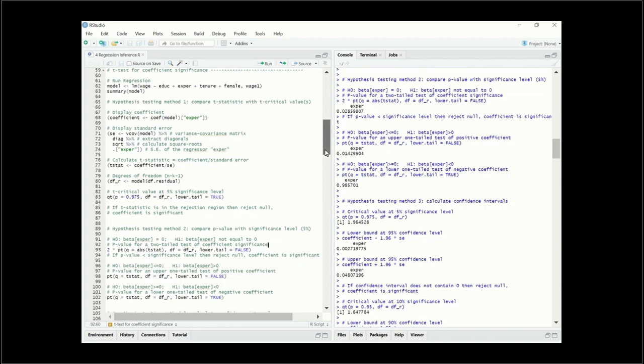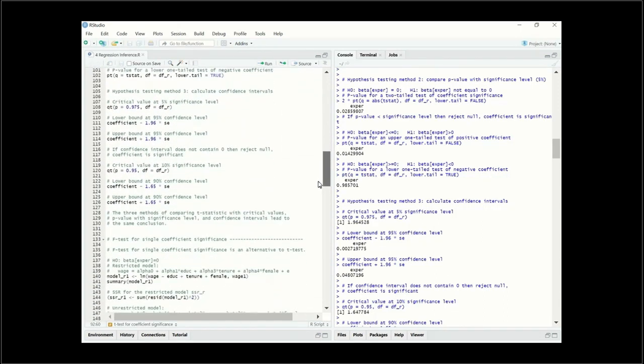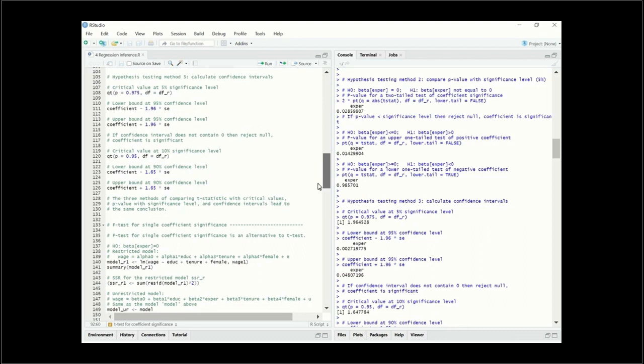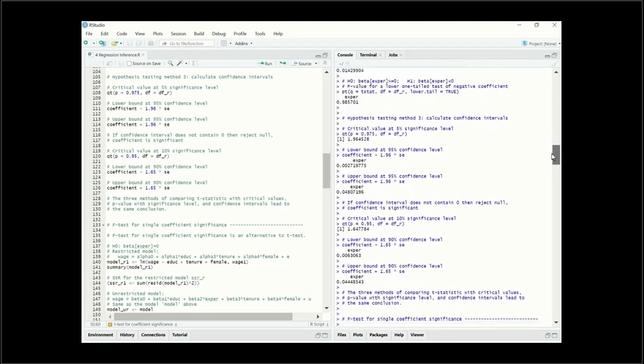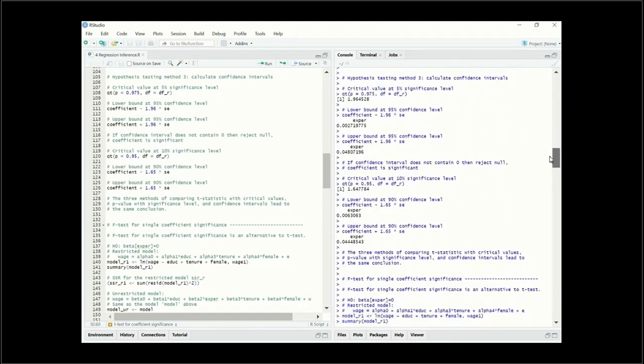So let's look at the third method for testing for coefficient significance, and this is to calculate confidence intervals. In order for us to calculate the confidence intervals, we would have to use the critical value at the 5% significance level. So we calculated this before with QT.